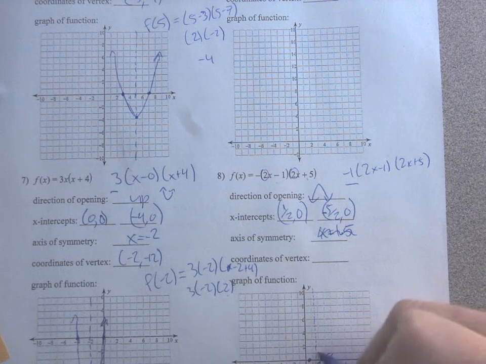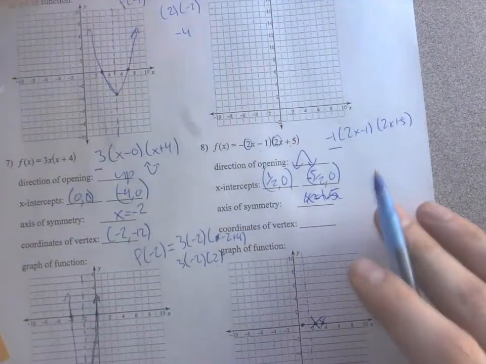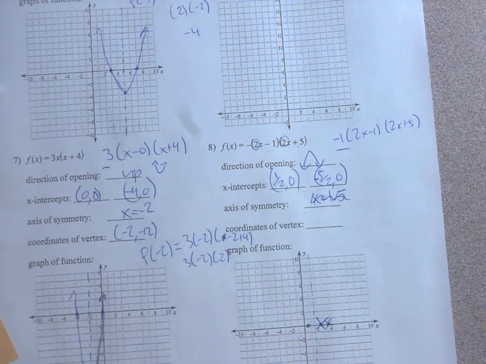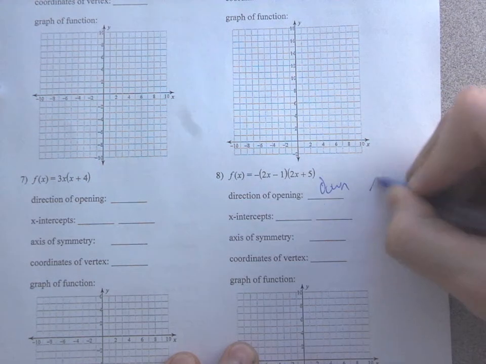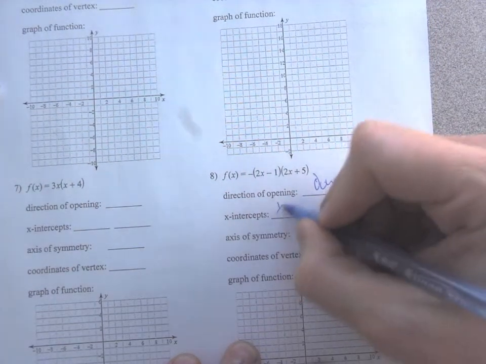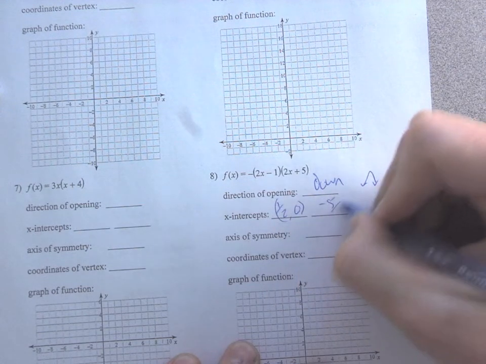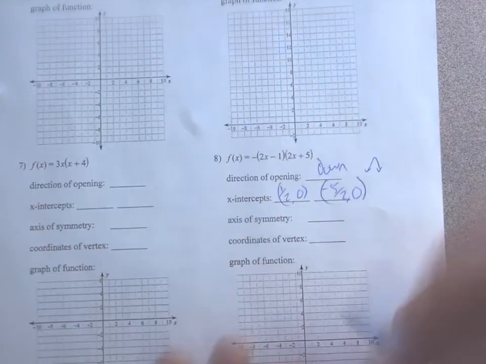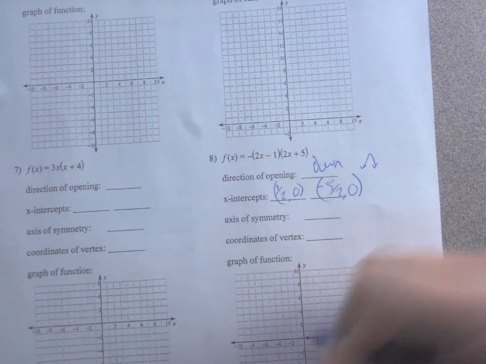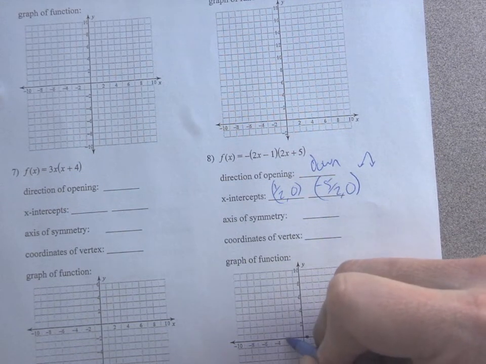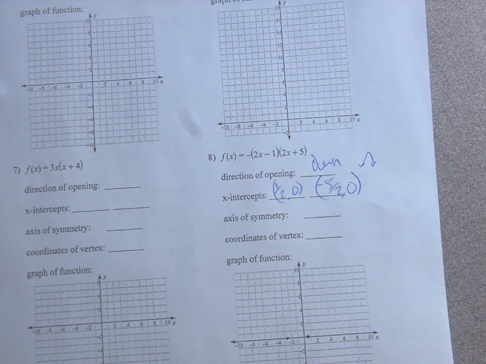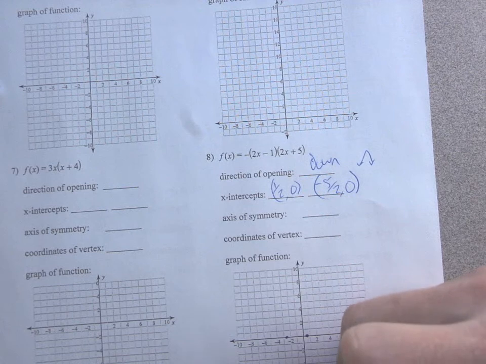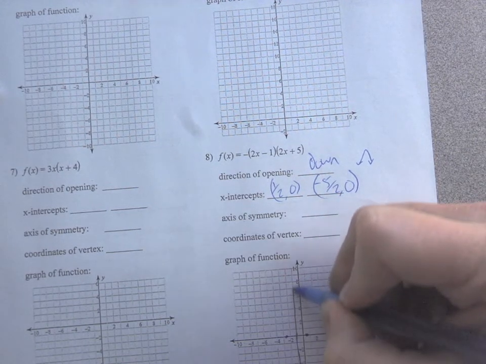So not this guy. Sorry, it's getting a little messy. Shouldn't have done it in pen. Let me switch to a fresh copy. All right, sorry, one more time. Direction of opening, down. It's going to go like this. X-intercepts, 1 half 0, negative 5 halves 0. Sorry about that. Okay, so let's graph them. We got the half here, and then we got the negative 2.5 here. Okay, that's much better. So the halfway point here is negative 1. X equals negative 1.